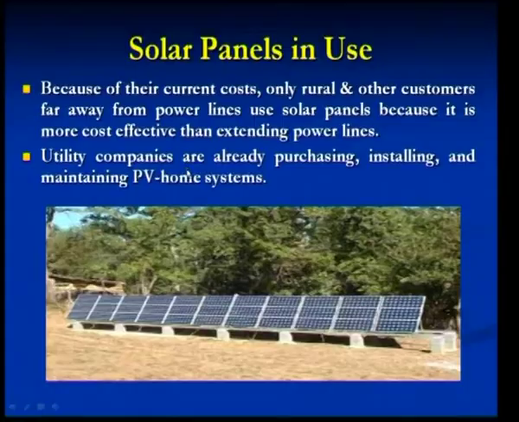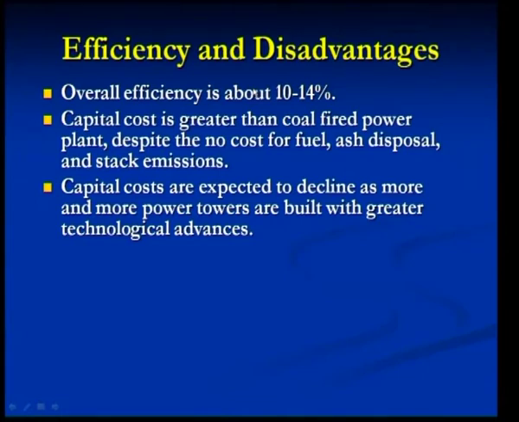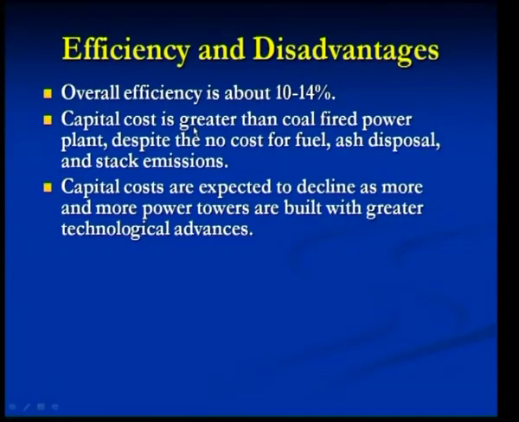Already a number of utility based companies are working on purchasing, installing and maintaining a number of PV home based systems. Coming to the efficiency and the disadvantages associated with solar cells. The overall efficiency that could be obtained, especially in the already available solar cells, is only about 10 to 14%. That means it is very less. The capital cost involved is also much higher. It is greater than the conventional coal fired power plants.